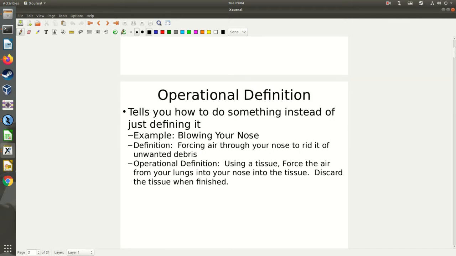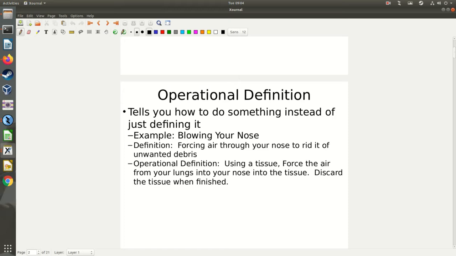All right, operational definition. Basically, it tells you how to do something instead of just defining it. The example that I use is blowing my nose because I have allergies, so I do that a lot. Definition is like forcing air through your nose to rid it of unwanted debris. The operational definition would be more like, well, use a tissue, force the air from your lungs into your nose, and then into the tissue, discard the tissue, and finish.